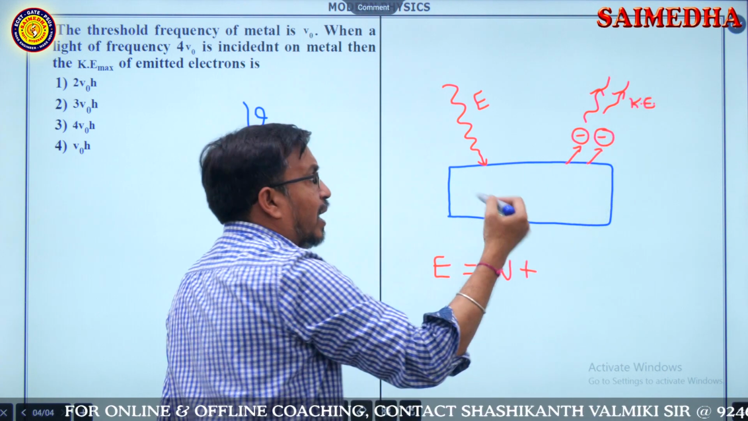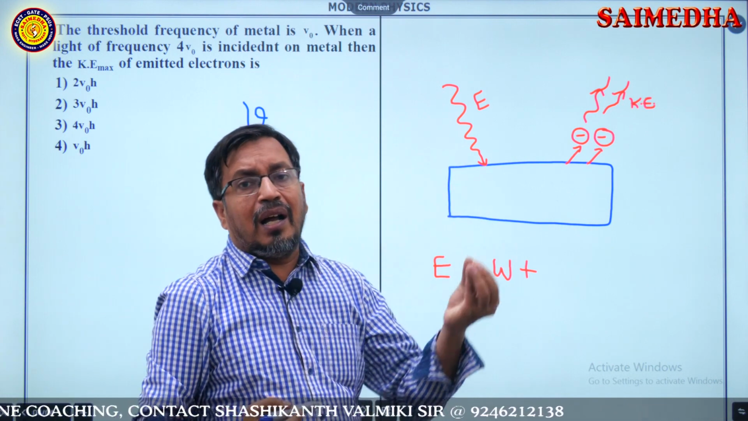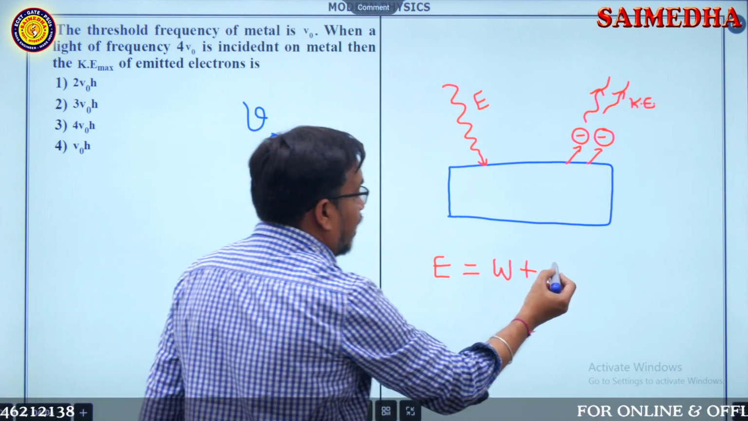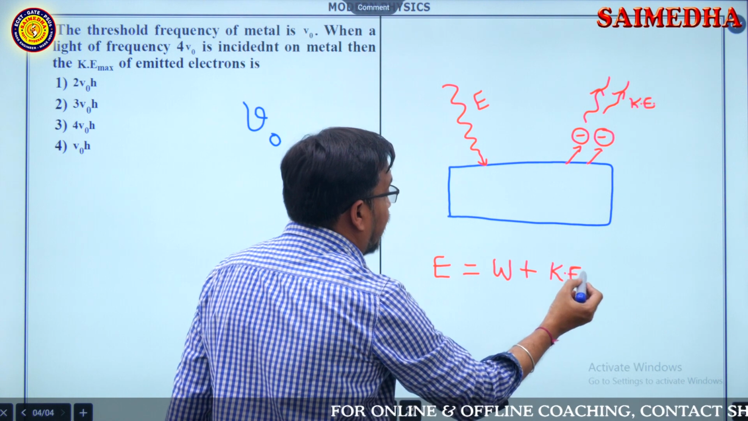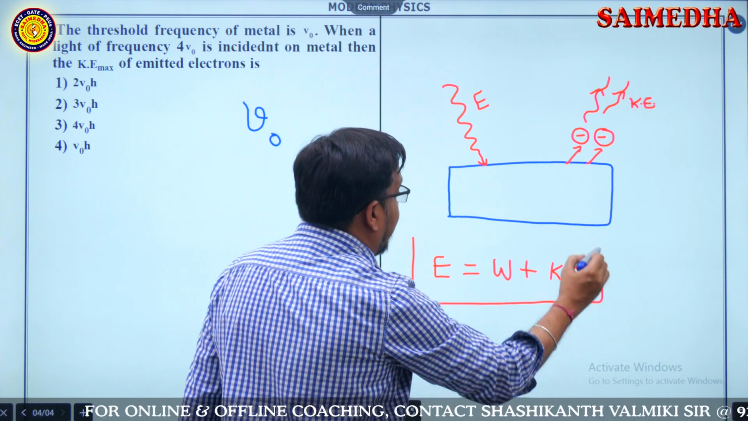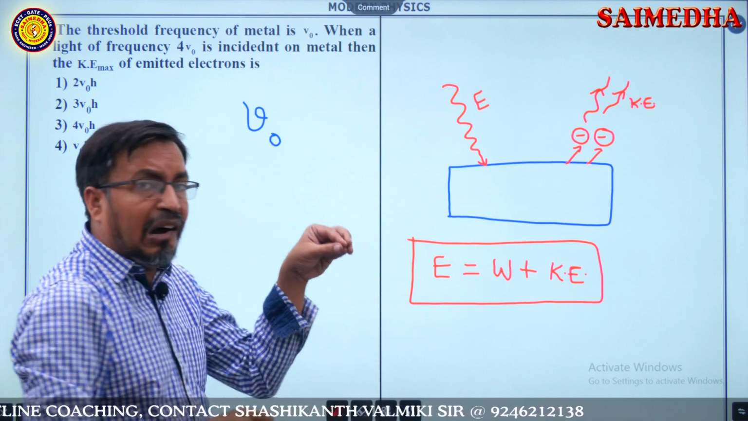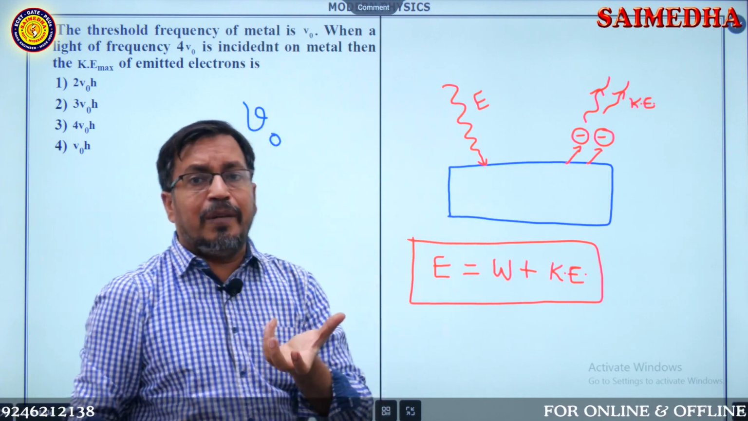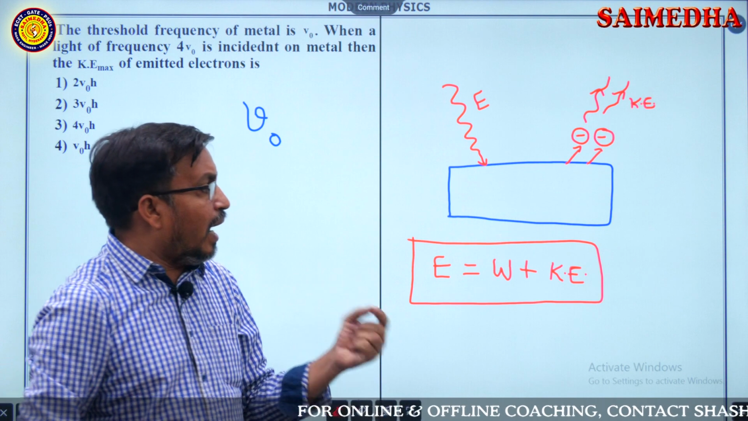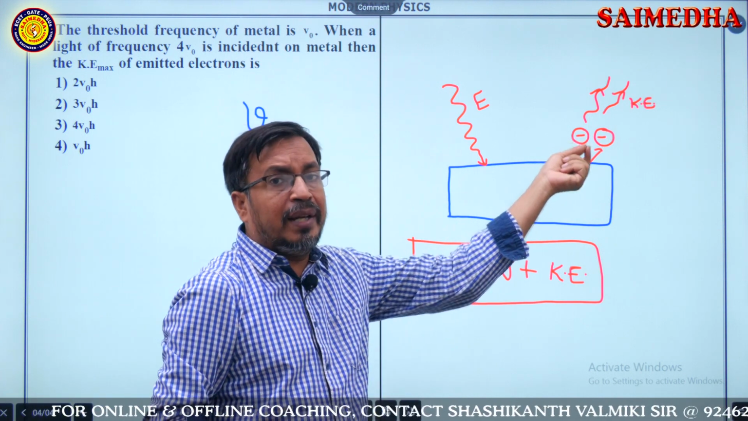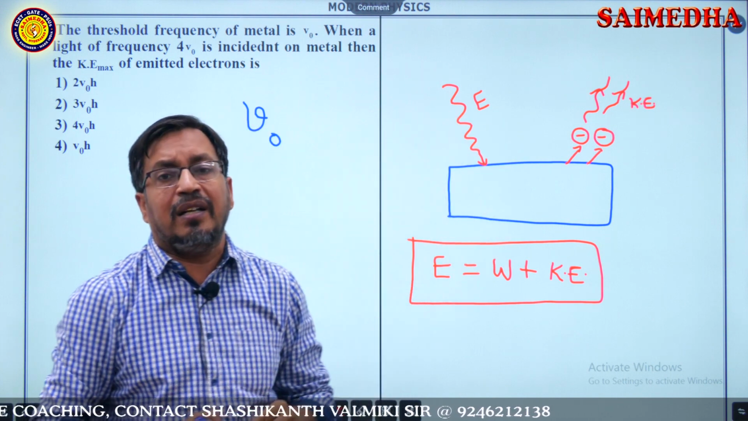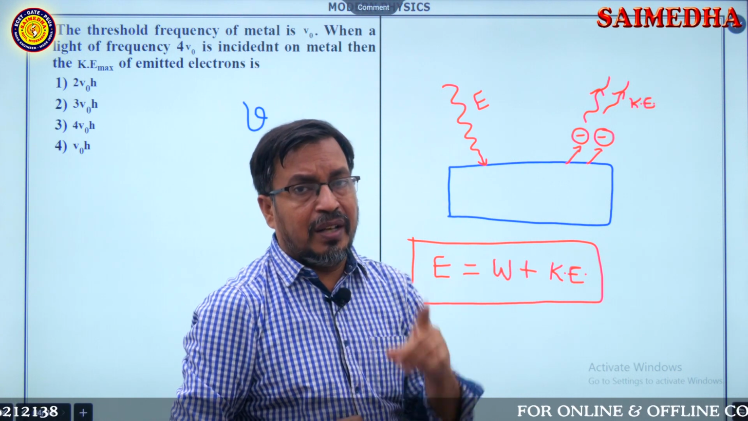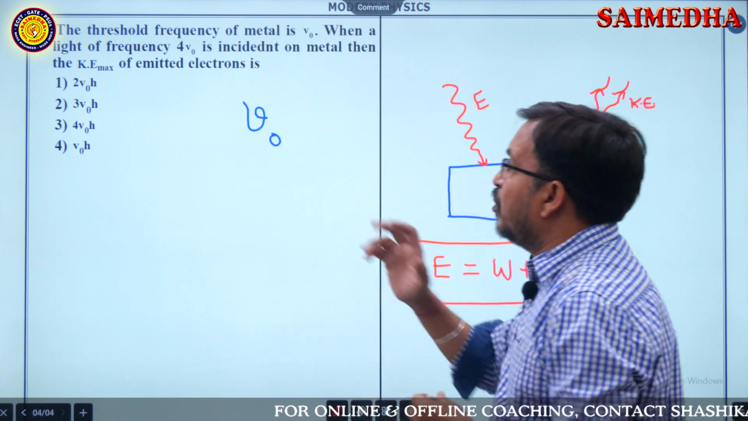Because of that remaining energy, the emitted electrons move, so what do we call it? Kinetic energy. So, this is the Einstein equation. It is the energy of incident light. In that energy of incident light, some energy is required to emit the electrons. What do we call that energy here? Work function. And the remaining energy is given to the emitted electrons to obtain kinetic energy. So, what is the Einstein equation? E equals W plus KE. Remember.